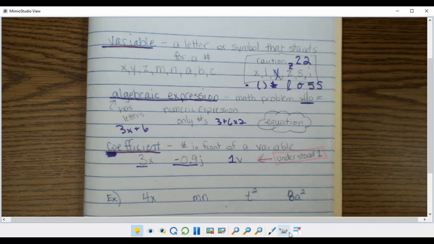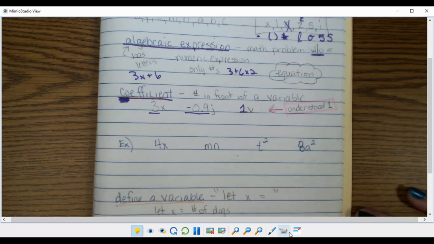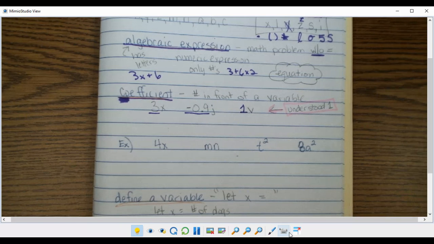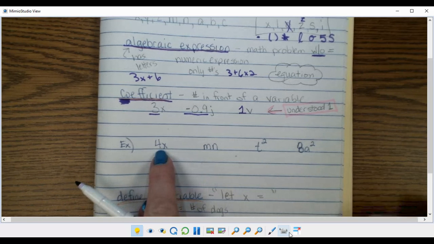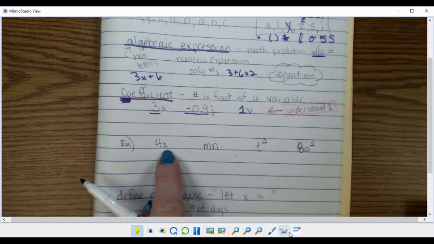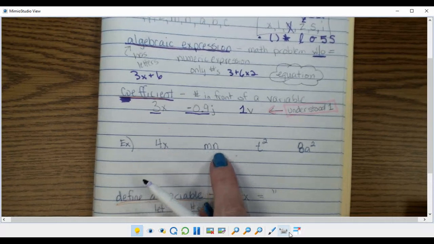Okay, so let's talk about some expressions and how you solve these. We'll talk about some examples in just a minute. When you've got two things next to each other, a letter and a letter, or a number and a letter, like I have here, that's multiplication. So this is really 4 times x, and this is really m times n.